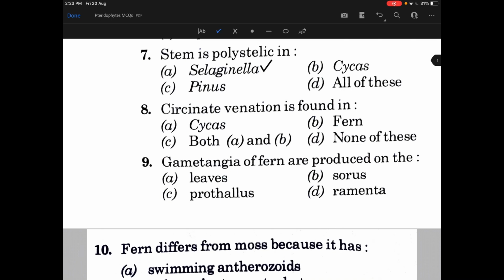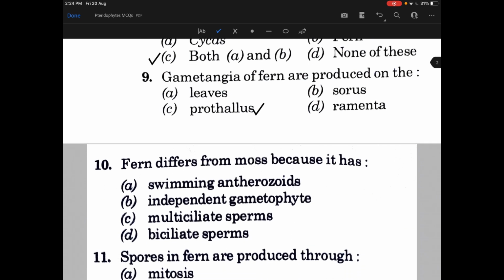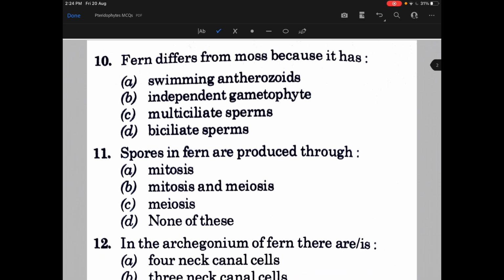Next, sarcinate venation is found in dash, and the answer is option C. The answer is both cycas and fern. Then, gametangia of fern are produced on dash, and the answer is C, that is prothallial. Then, fern differs from moss because it has dash, and the answer is option C, that is multicellate spores. Next, spores in fern are produced through dash, and the answer is option C, that is meiosis.